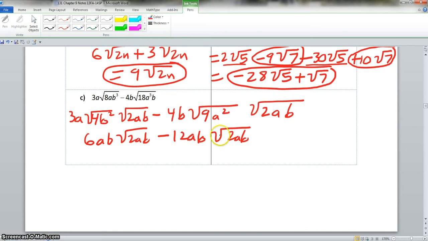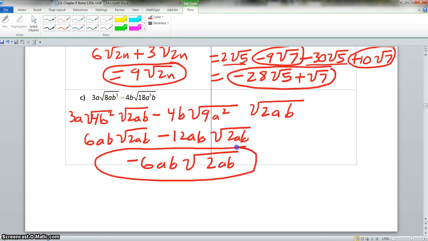Now if you notice, we have the same index and same value under the radical, so we combine the like terms here. 6ab minus 12ab is a negative 6ab. And we'll be left with the square root of 2ab. And this is our final answer.